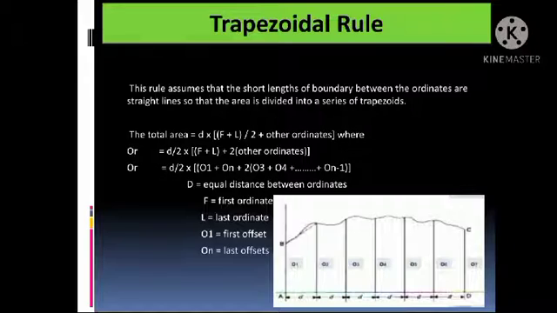The total area is equal to D into (F plus L) upon 2 plus other ordinates, or is equal to D upon 2 into (F plus L plus 2 other ordinates), or is equal to D upon 2 into (O1 plus ON plus 2(O3 plus O4 plus ON minus 1)). D is equal to equal distance between ordinates. F is equal to first ordinate. L is equal to last ordinate. O1 is equal to first offset. ON is equal to last offset.